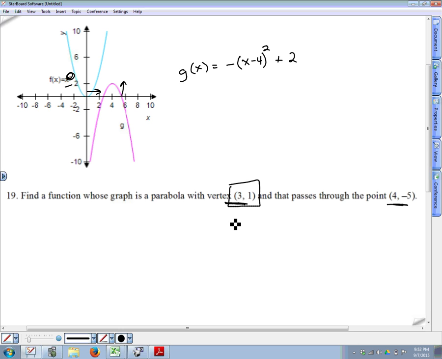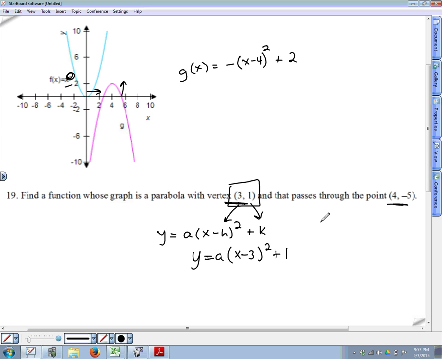Now, since they've given us the vertex, the easiest thing to do would be to begin in vertex or standard form. So this is the equation of the quadratic in standard form, where the vertex goes in for h and k. So it's going to be x minus 3 squared plus 1. Now, just to make this a little quicker, I'm just going to use y instead of f of x. What we don't know is this value of a.